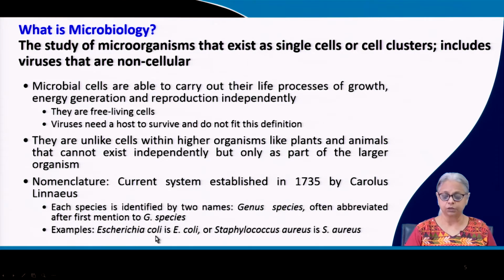So Escherichia coli, which is a common inhabitant of our gastrointestinal tract, is going to be shortened and written as E. coli. And Staphylococcus aureus, which is again a very common pathogen in our environment, is shortened to S. aureus. So this is the simplest way of naming and identifying different species of microorganisms or even higher organisms.